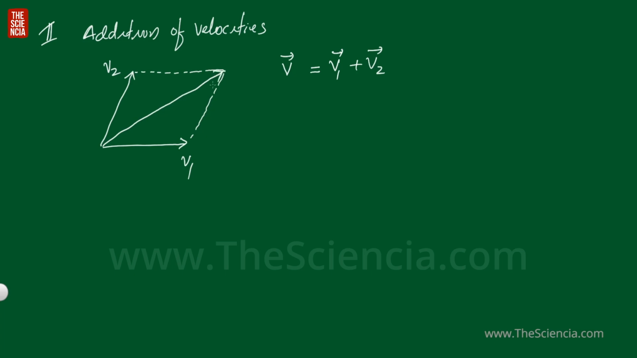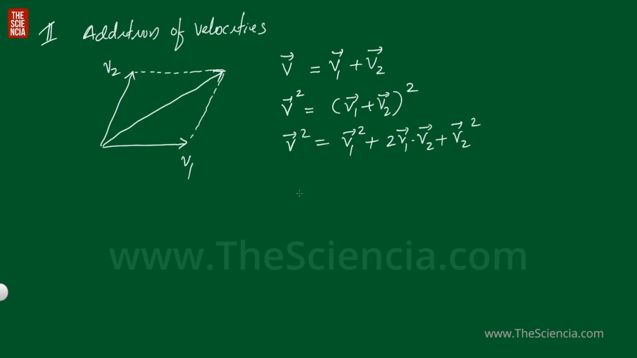See, this one will be v1 vector plus v2 vector. Then what will be v vector square? That will be equal to v1 vector plus v2 vector all square. That is equal to v1 vector square plus 2 v1 vector dot v2 vector plus v2 vector square. That is v vector square.